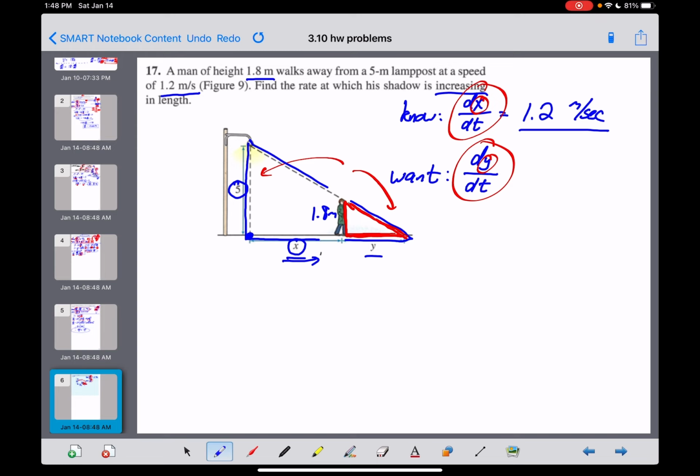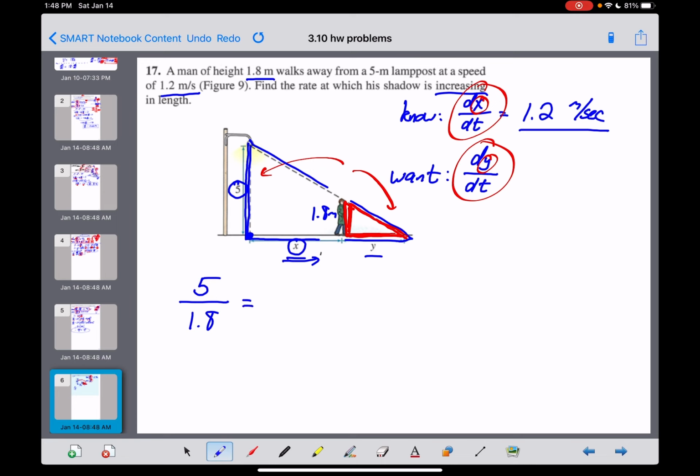What do I mean by that? All right, let's look at the blue triangle. The left side of the blue triangle has a length of 5. So I'm going to start a ratio that looks like that. And the left side, the corresponding side of the red triangle right here, has a length of 1.8.